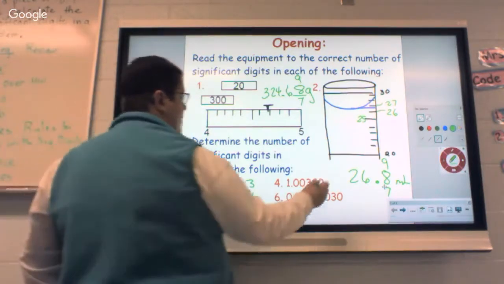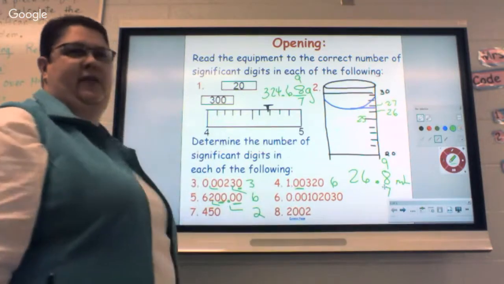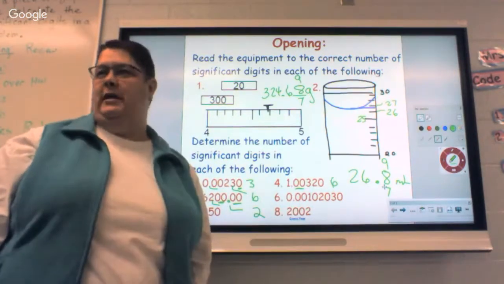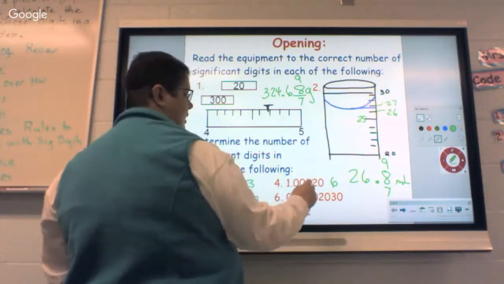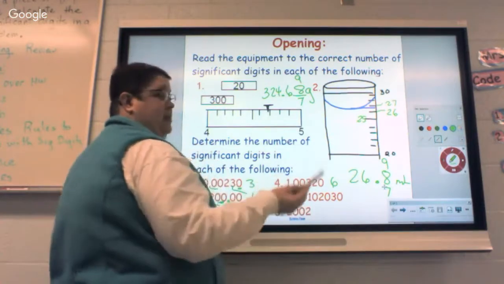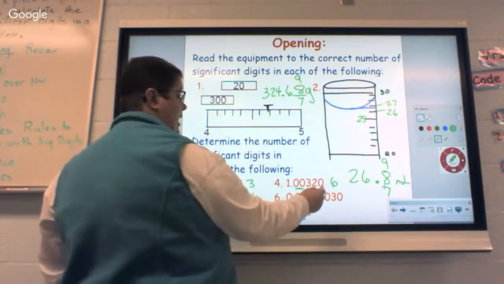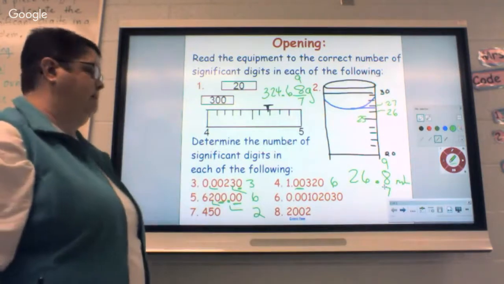There are 6. Now, the biggest thing is these 2 right here. People say they're not significant, Ms. Wall, they're placeholders. Yes, they are. They're between the 1 and the 3. It doesn't matter that there's a decimal there. They're between the 1 and the 3, so the decimal is irrelevant. This one is after the 2 and after the decimal. So all 6 of those are significant.